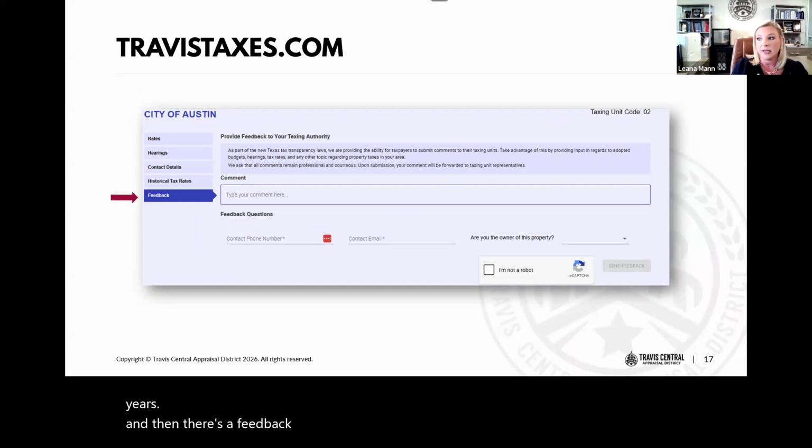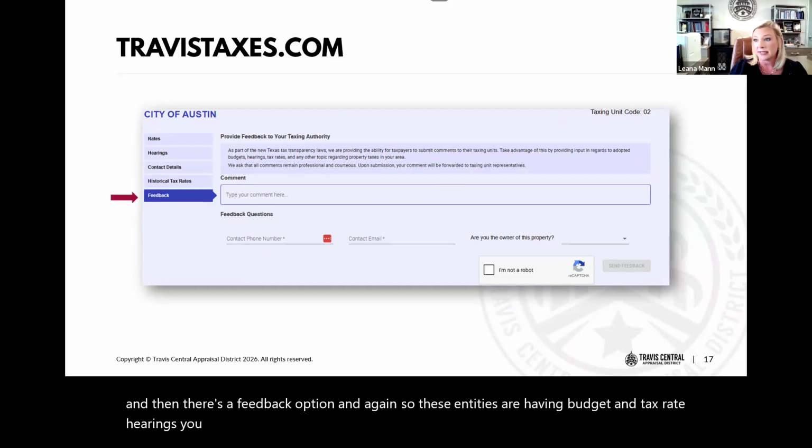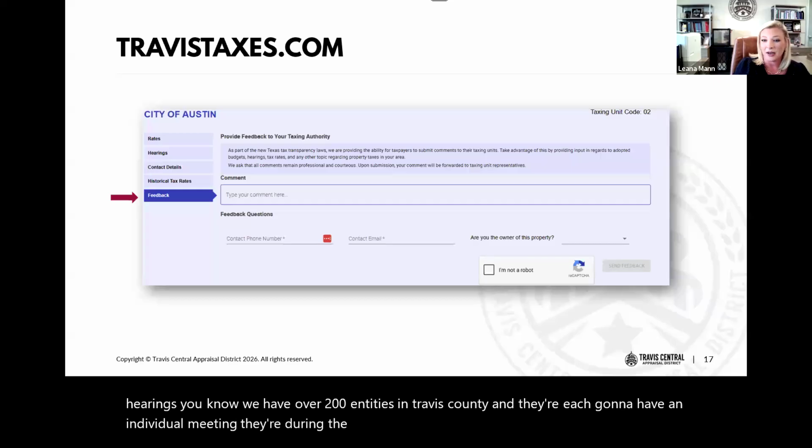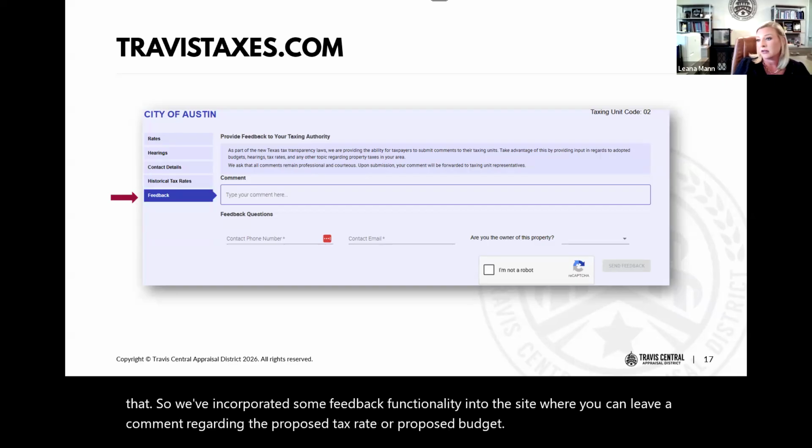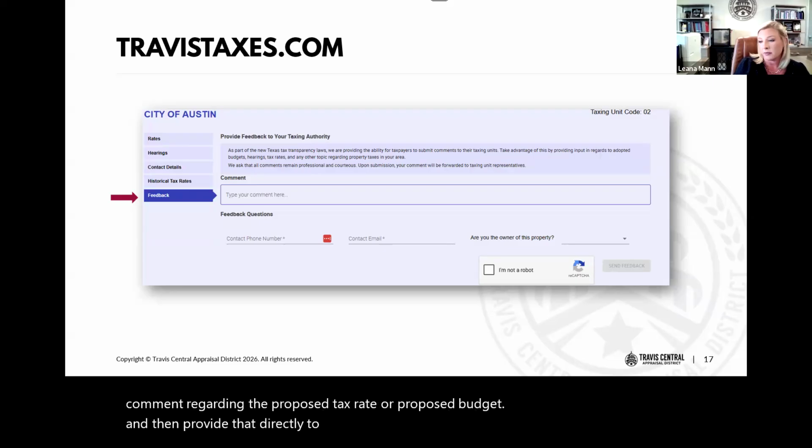And again, these entities are having budget and tax rate hearings. You know, we have over 200 entities in Travis County, and they're each going to have an individual meeting. They're during the day. They're hard to get to. We understand that. So we've incorporated some feedback functionality into the site where you can leave a comment regarding the proposed tax rate or proposed budget, and then provide that directly to the taxing entity from this travistaxes.com website.